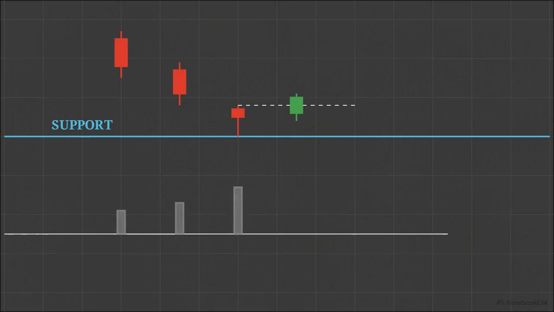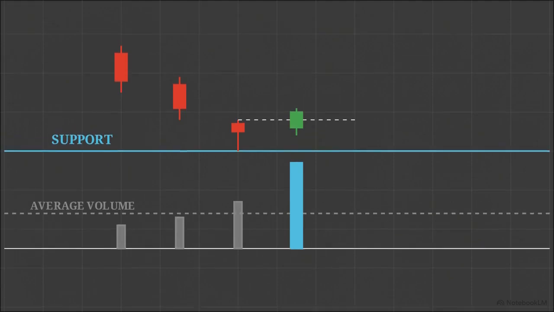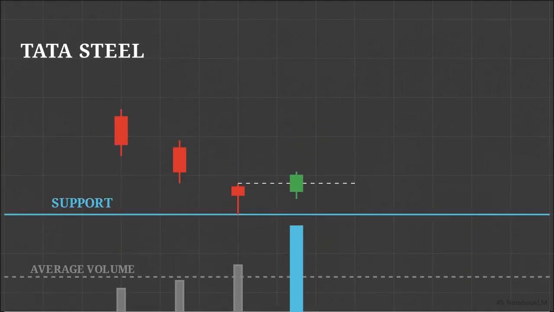The trading volume on that green confirmation candle needs to be higher than the average of the previous few bars. This volume spike provides the data we need to confirm that institutional buyers are committing capital to the move. Now for step 4, execution and exits.